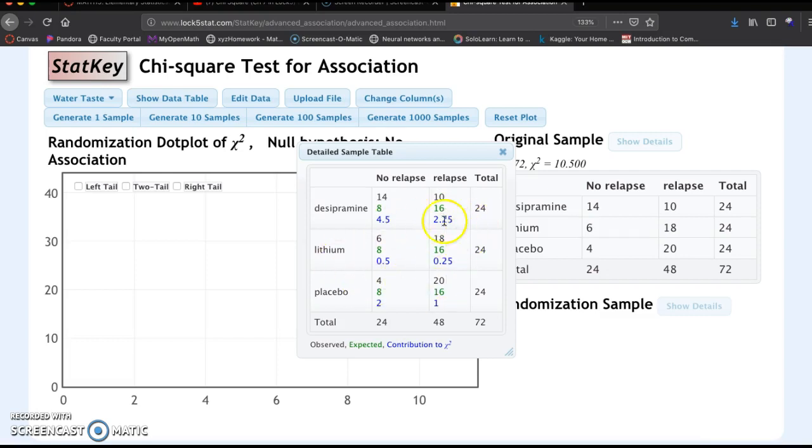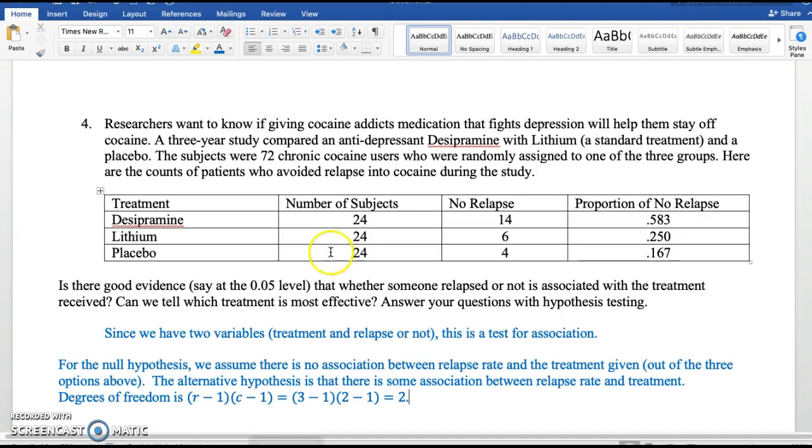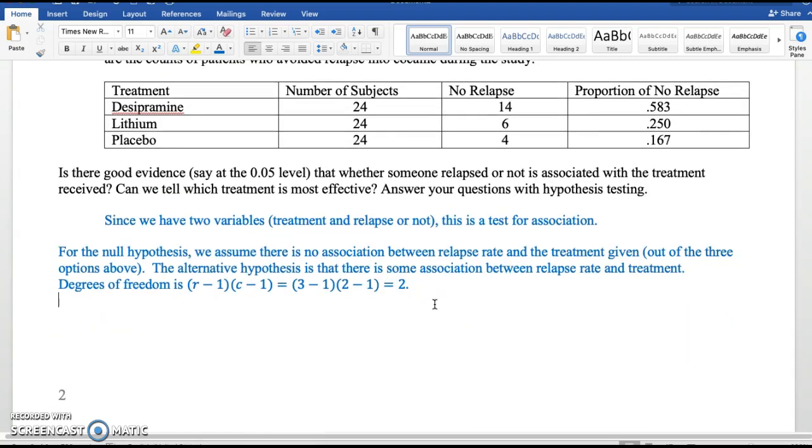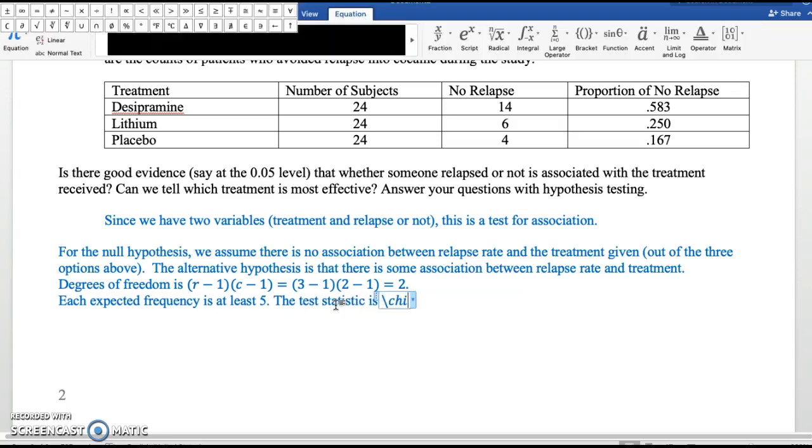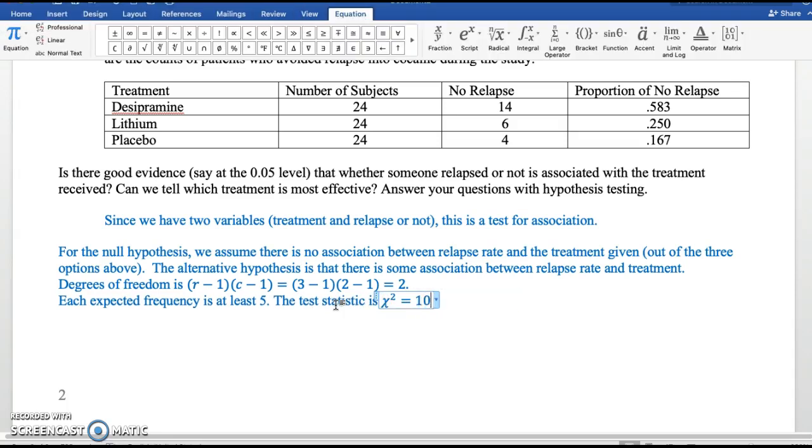Otherwise, the rest of these values are pretty close to what should have happened. Disipramine is definitely the biggest difference. Chi-squared is 10.5. So let me write down all this information. Each expected frequency is at least 5. This satisfies the requirements to do the chi-squared test. The test statistic is chi-squared equals 10.5.